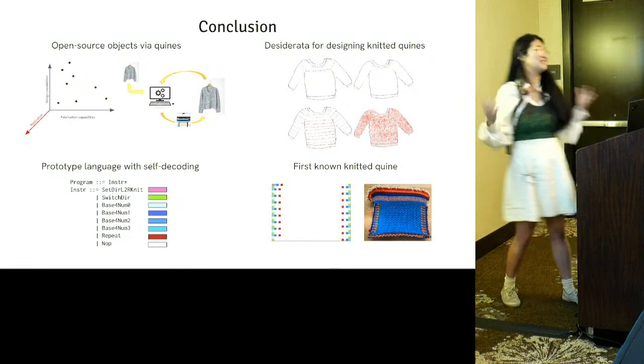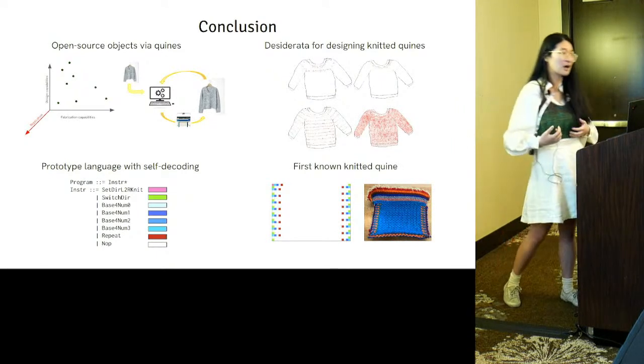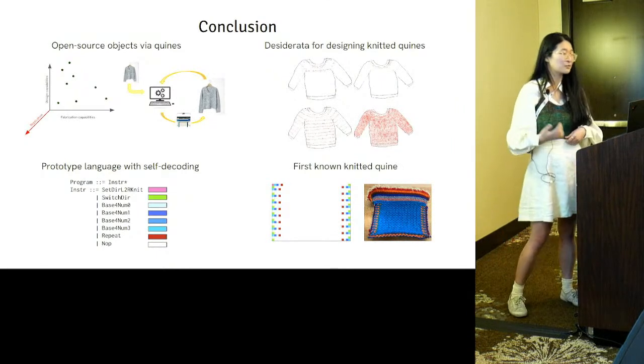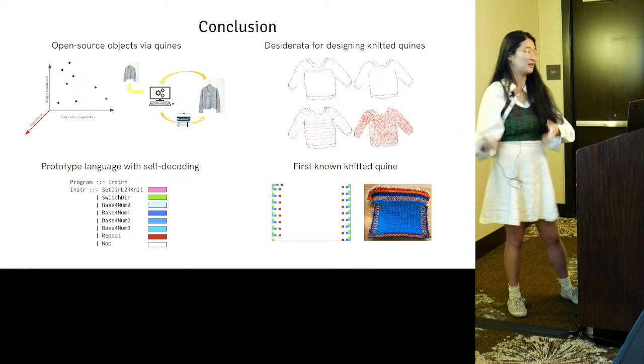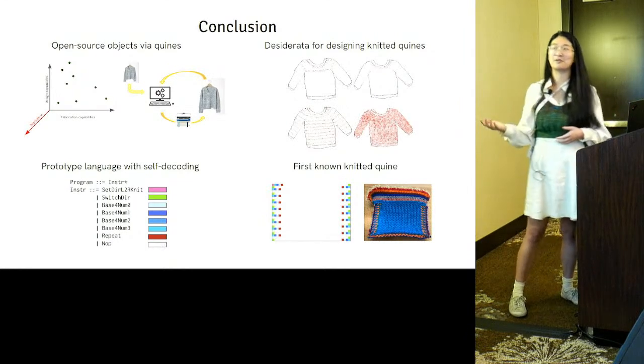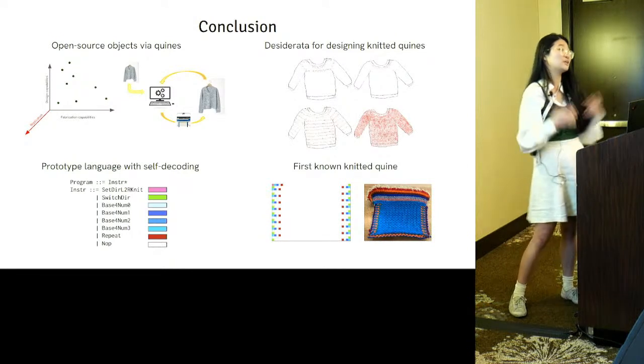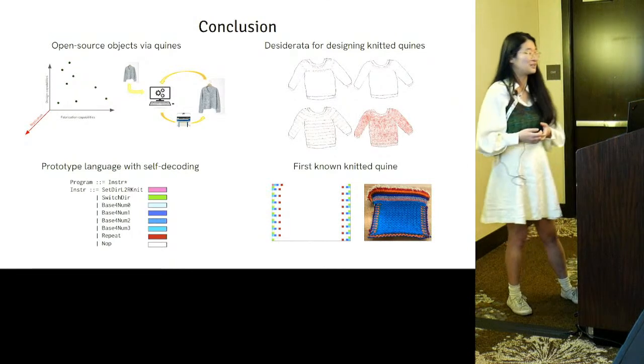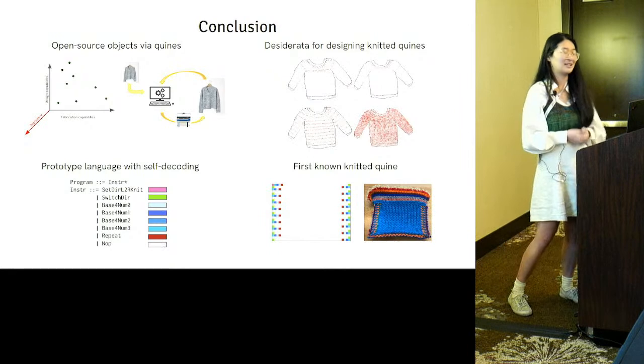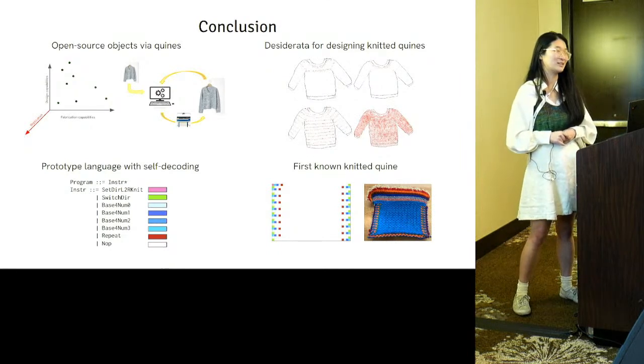All of this is not to say that we have solved the problem of knitting quines, but really to invite discussion and ideation, motivate the problem, and provide a framework for analyzing it, because we think it's a really interesting and important problem, and we wonder what would need to happen for the idea of open source objects to become a reality. Thank you.